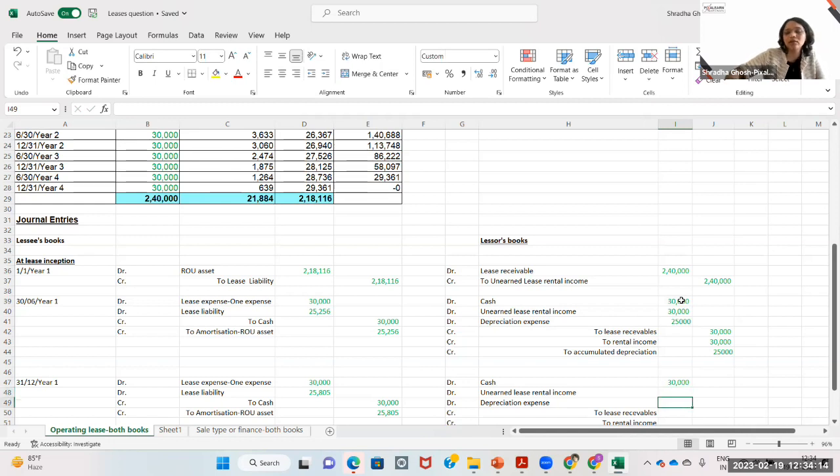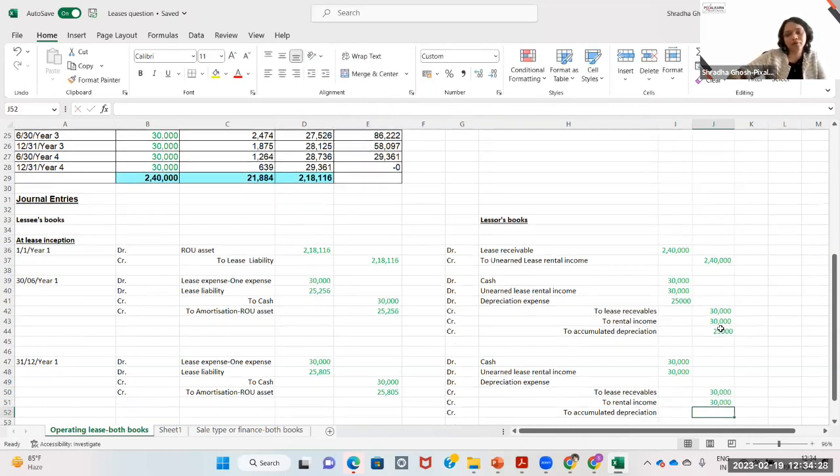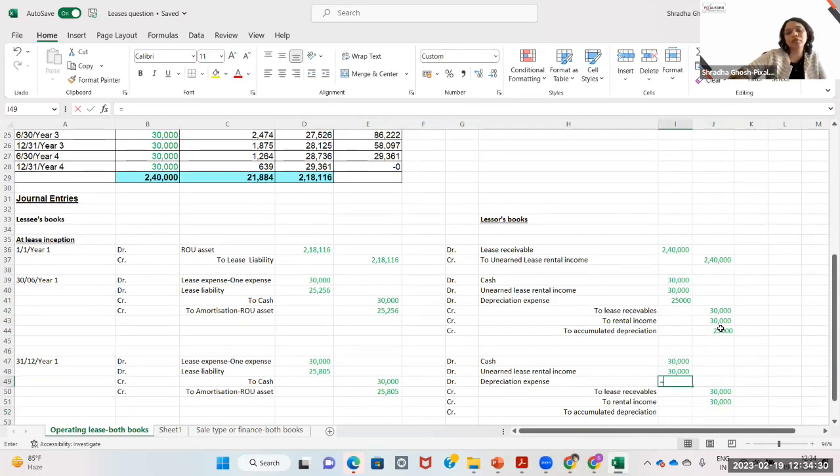Do you realize this? Three entries. I book the cash and reduce the receivable in my books. Second, I remove the unearned revenue and book the earned revenue, that means the rental income, of the exact same figure. And again, the depreciation will be of the exact same figure. Is that clear?